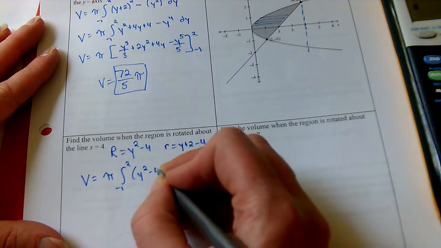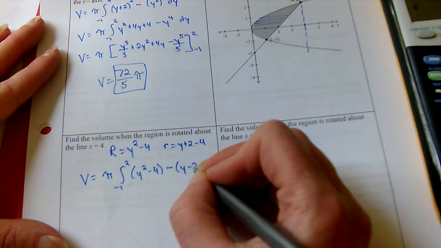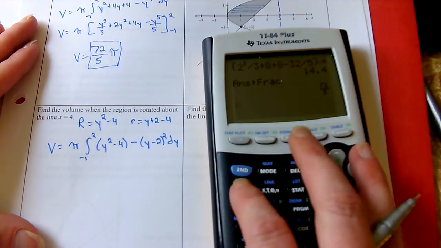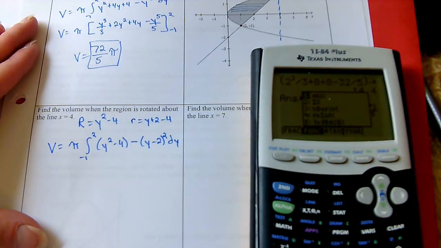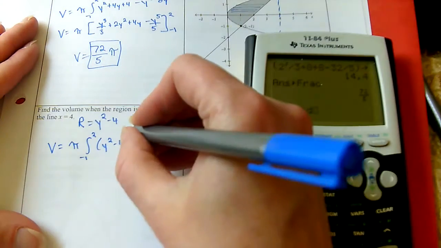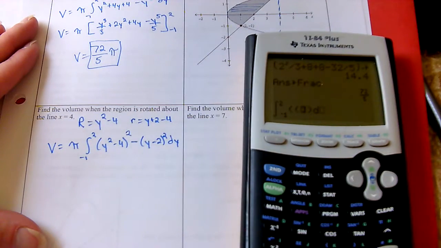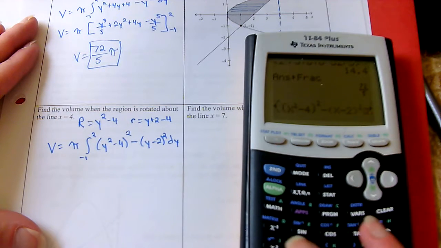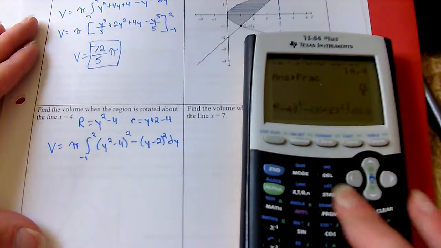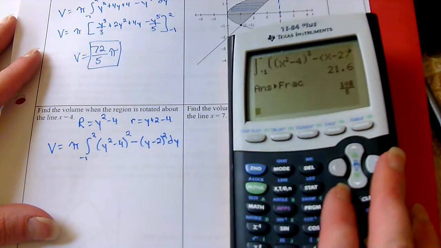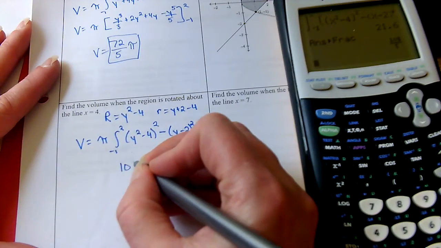And I'm going to start speeding this up a little bit. Integral from -1 to 2. Oops, I forgot squared. In the calculator, you have to stick with the x's. Change that to a fraction so it looks like we did all the work. And I get 108 over 5 pi.